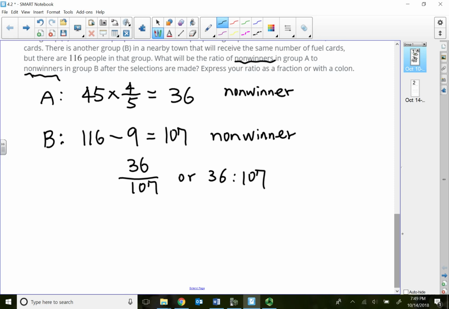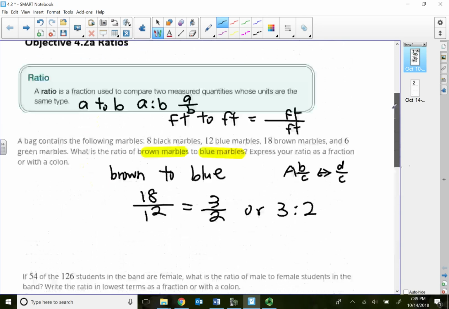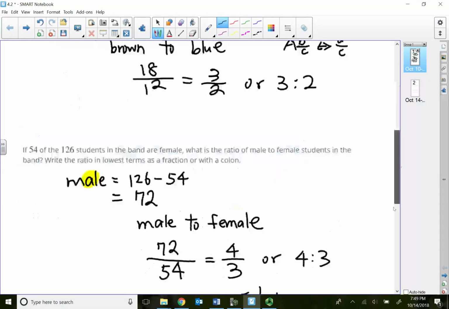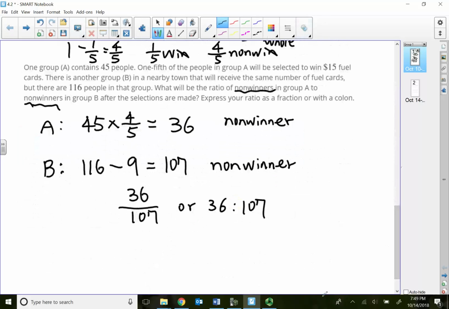All right, so that was a quick example on the ratio where we're comparing two quantities that have the same type of unit. All right, that will conclude this lecture video.